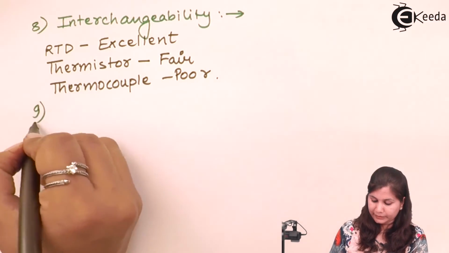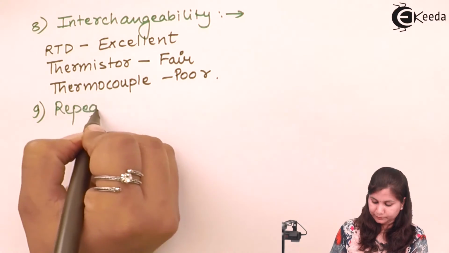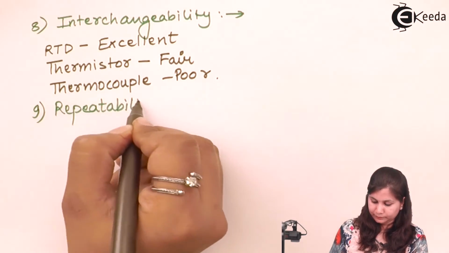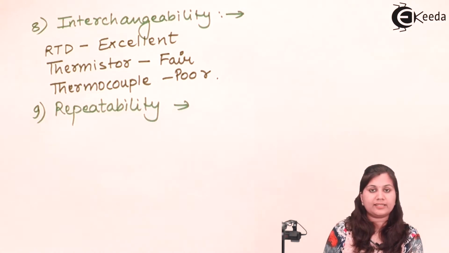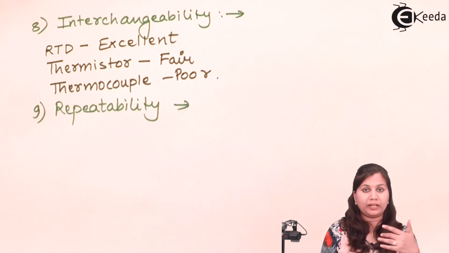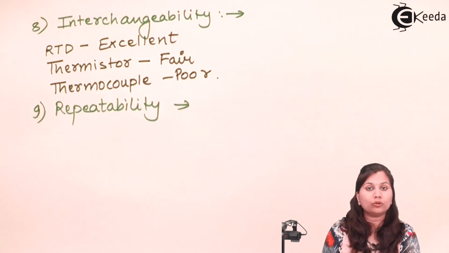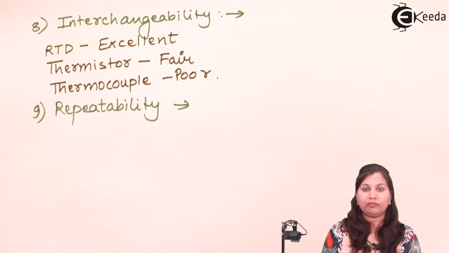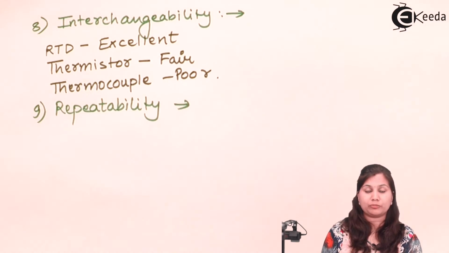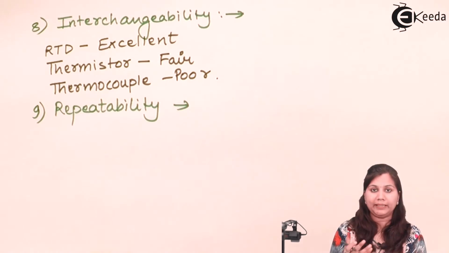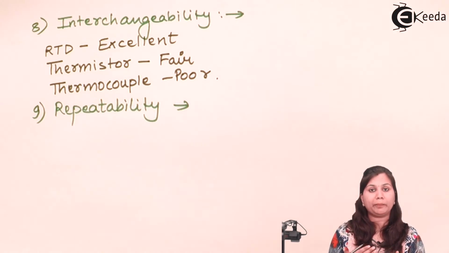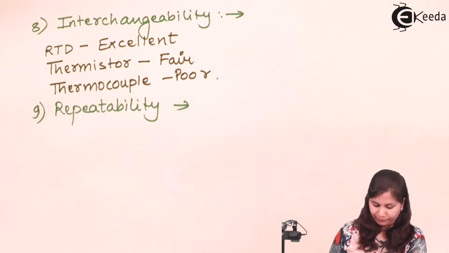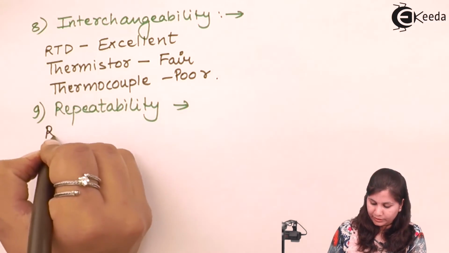Next is repeatability. Repeatability is the measure of how close the frequent measurements done on an instrument are to each other. Like we are using the same transducer for the measurement of temperature again and again for the same measurement. So how close the output results of those measurements are from each other, that is called repeatability. That is how the instrument is repeating its output. Okay, so in case of RTD, it is excellent.